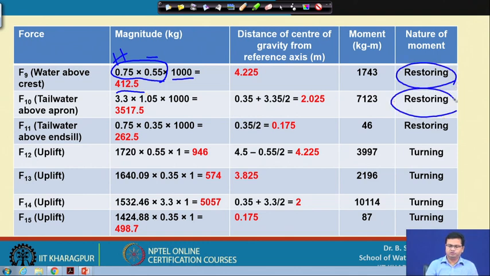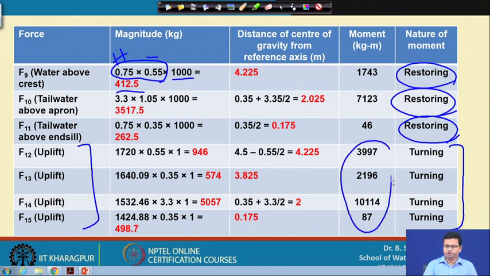Similarly, F 10 is also restoring, and F 11, that is tailwater above end sill, is also restoring in nature. All these uplift pressures, that is F 12 to F 15, are turning in nature. That we have already estimated in our previous problem, and the moment values are given here, calculated like this. So, you can try on your own.